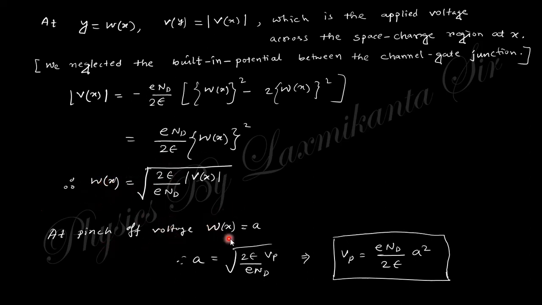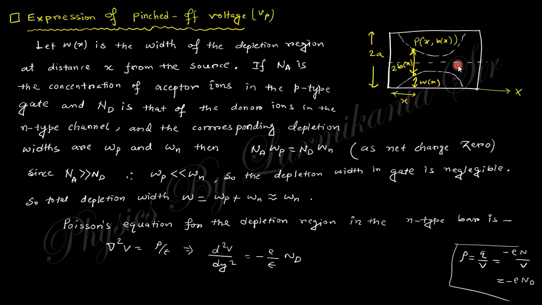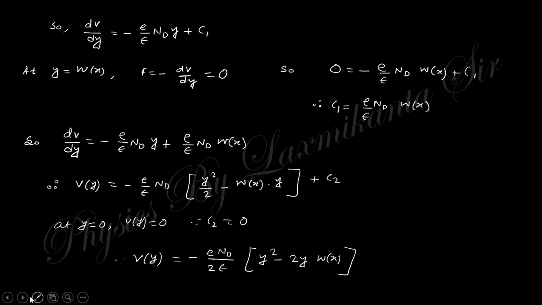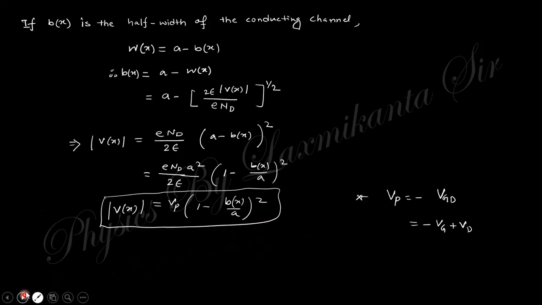If you put in this relation, finally you will get the width of the depletion region, and at the pinch off voltage, this width of the depletion region will be a, because at pinch off the two sides nearly touch each other, so this will be a. If you put this value of a in this expression, you can easily find the pinch off voltage, that is q N d a squared by 2 epsilon. So this is the pinch off voltage.